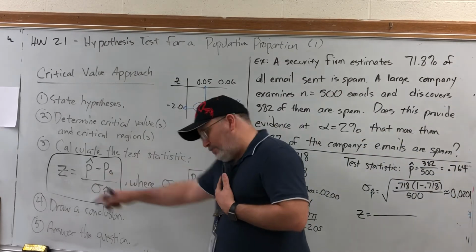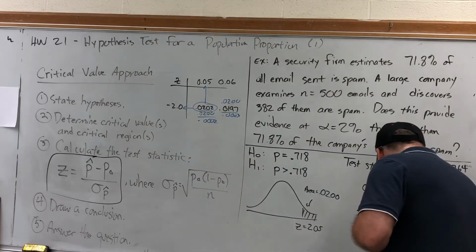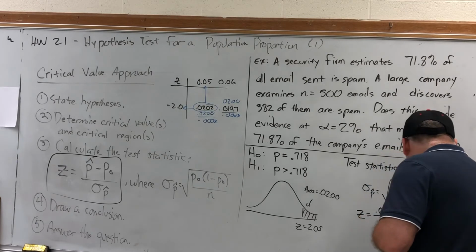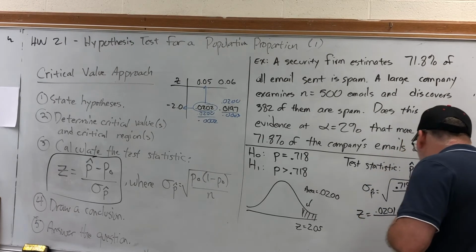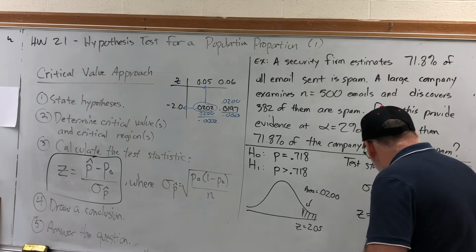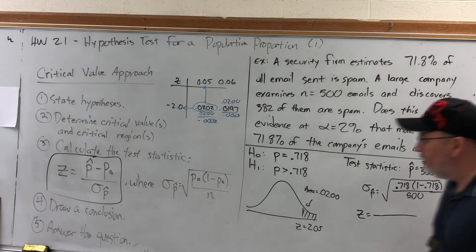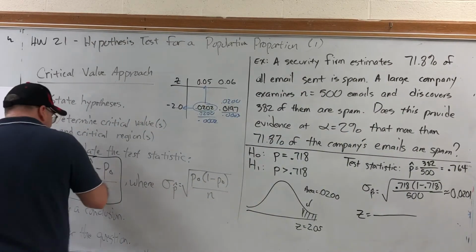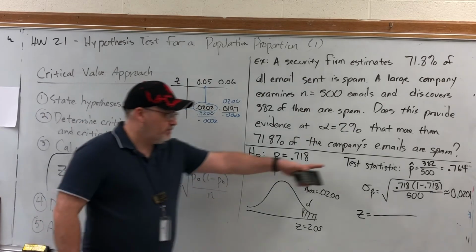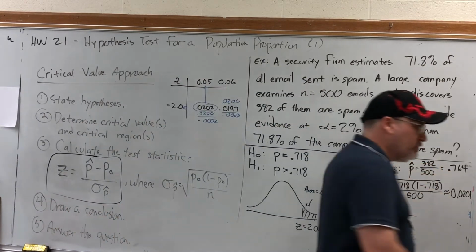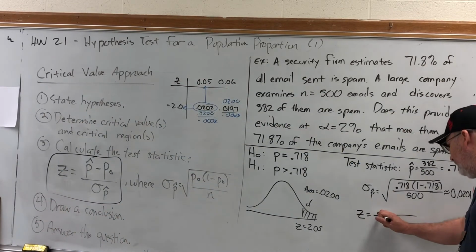what we got from the sample. So 0.0201. No. You see how easily I fell into that trap? I just grabbed the last value I calculated and stuck it there. But that's not what p hat is. P hat is the proportion we got from the sample, which was 0.764.